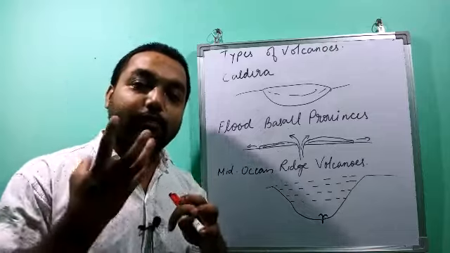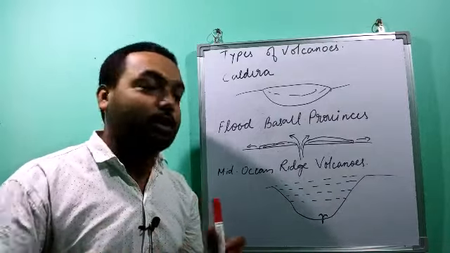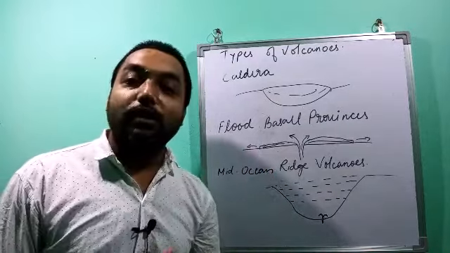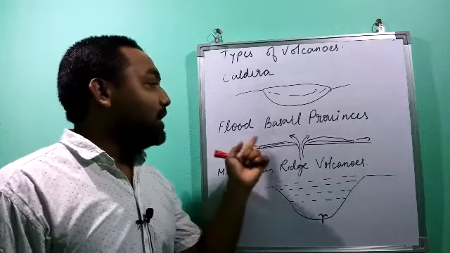So it comes out with huge force and again falls down on itself only. That is why it is called a caldera. Next is flood basalt province.